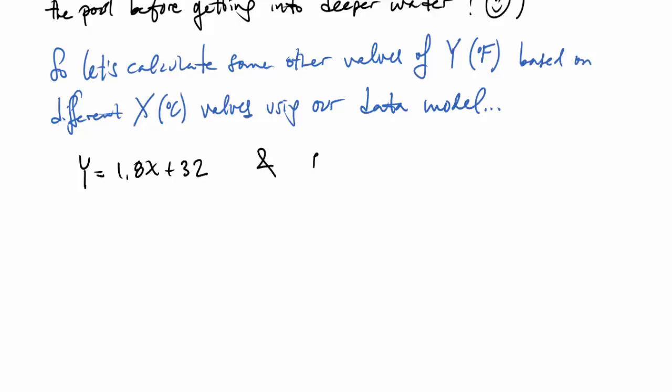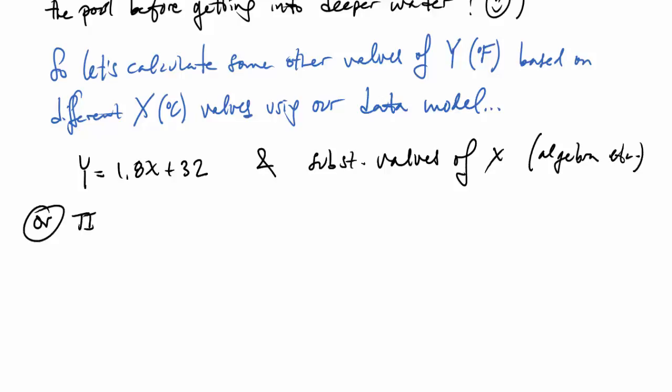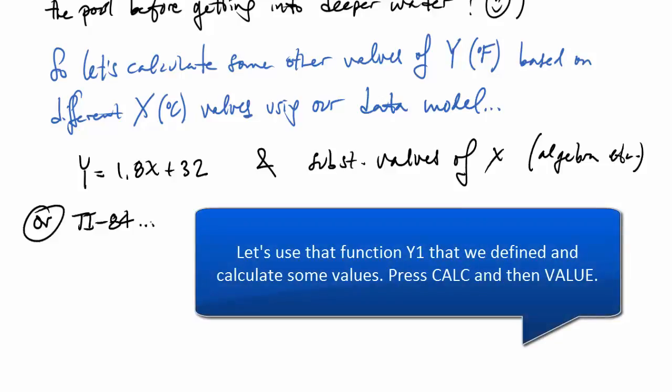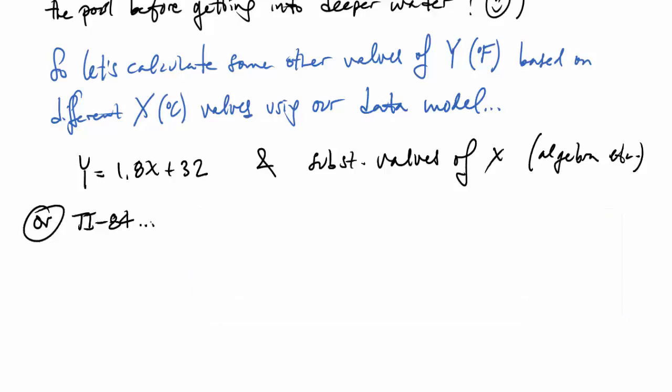So first thing is just Y is equal to 1.8x plus 32, and just use your algebraic skills. Just substitute some values in there and you can get what you need. Or let's see how to do it with your calculator. We're going to use that function y1 we defined and calculate values. So press calc and then value.